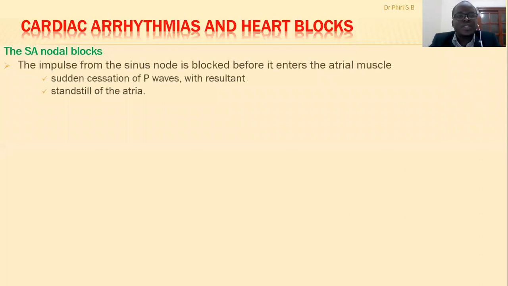So the impulse from the sinus node is blocked before it enters the atrial muscle. There is sudden cessation of P waves with resultant standstill of the atria. It means you can't appreciate the P wave because this action potential is not being transmitted to the atria. So there's no depolarization of the atria, then you can't appreciate the P wave. But sometimes you can have an escape rhythm whereby the atria will fire an action potential on their own, depending on the severity of the block.